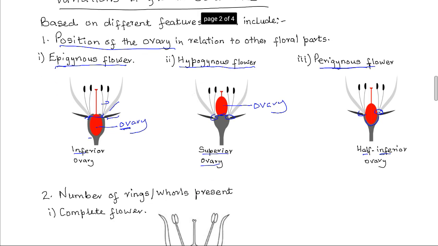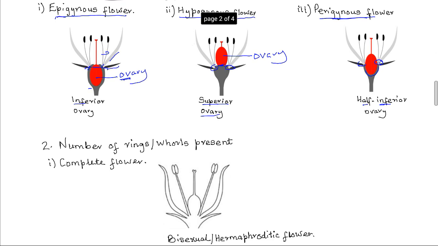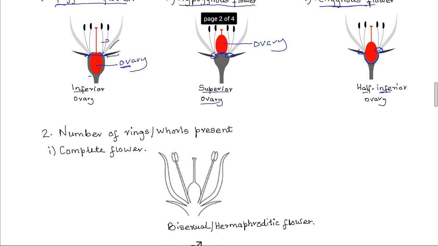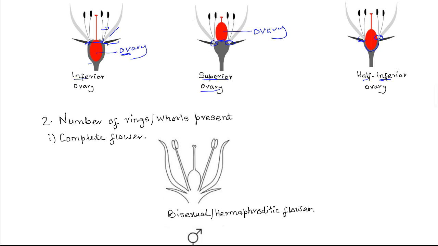Now, another feature of variation is based on the number of rings or whorls present. A flower that has all the 4 rings, namely the calyx, the corolla, the androecium and gynoecium, is said to be a complete flower or perfect flower.